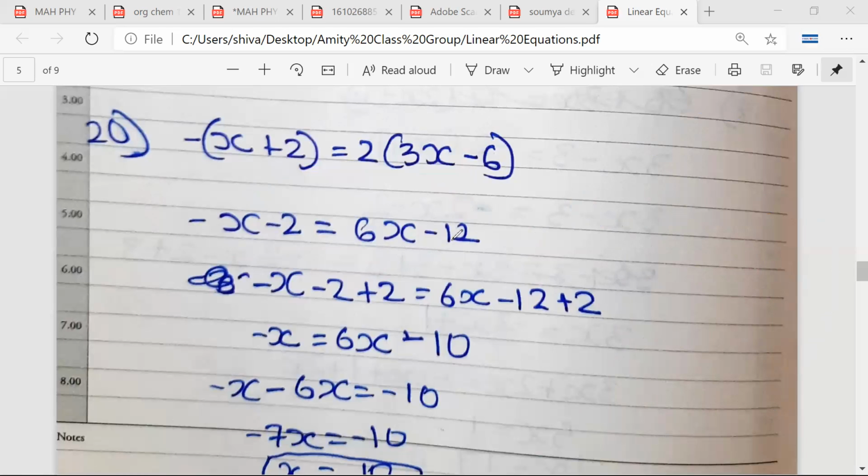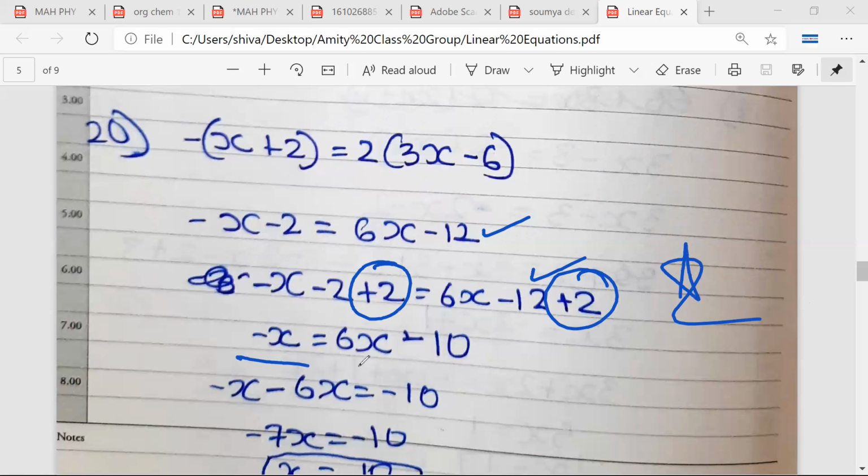Only when you are comfortable. As long as you want to do this, you can do this. You have added plus 2 on both sides. Perfect. Not an issue. Therefore, this has become minus x and this has become minus 10. Shabash. Then you brought.